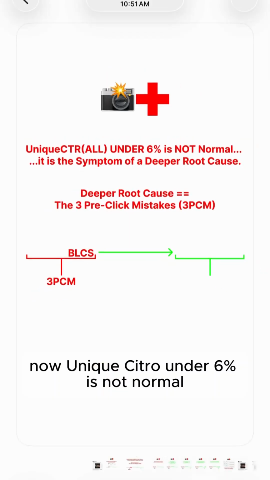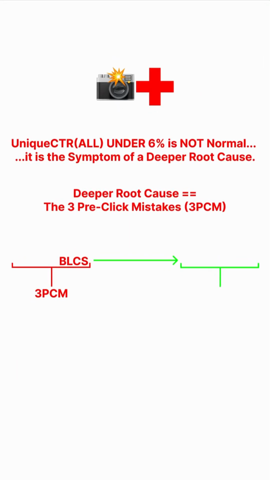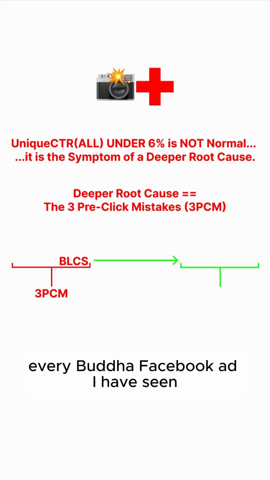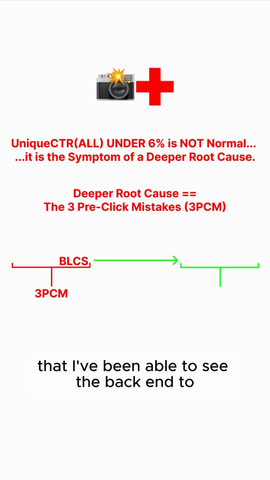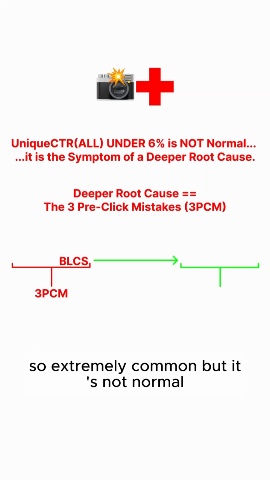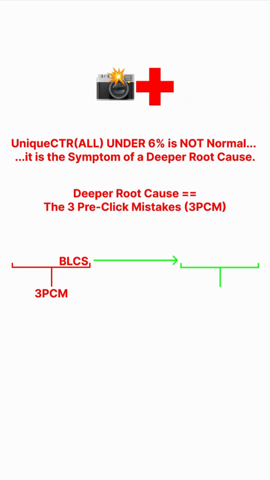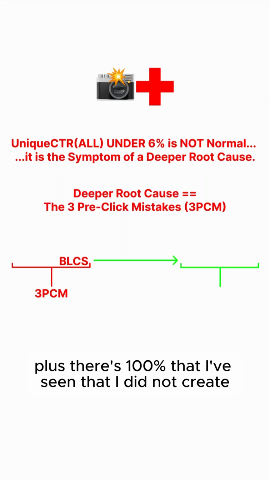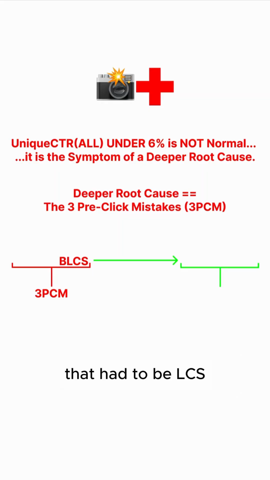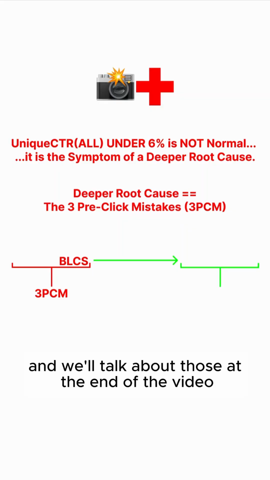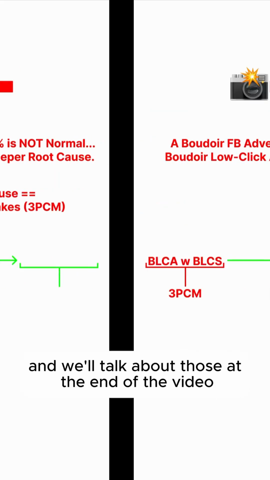Now, a unique CTR under 6% is not normal. It's extremely common. Every boudoir Facebook ad I have seen that I've been able to see the back end to, or tested myself, had a unique CTR under 6%. So extremely common, but not normal. It's actually the symptom of a deeper root cause. 100% that I've seen that I did not create had BLCS. The deeper root cause is the 3 pre-click mistakes, and we'll talk about those at the end of the video.